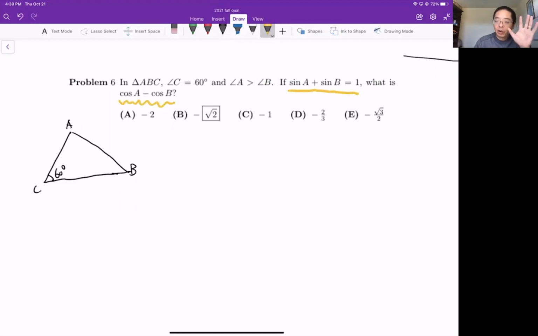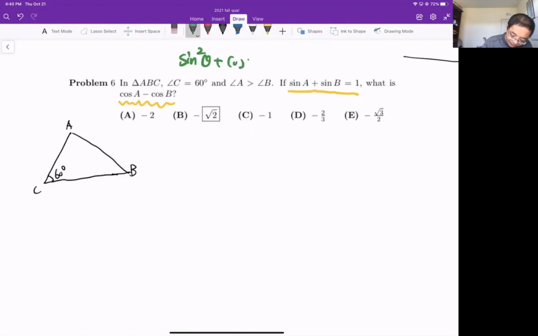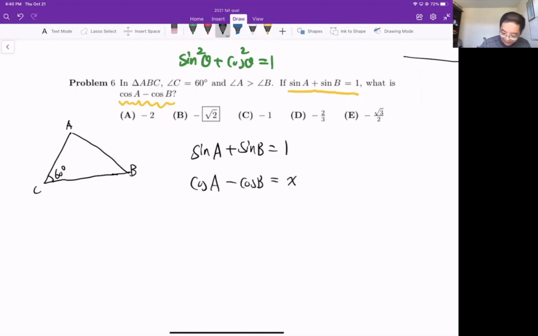The point is, if we know the information on sine, how can we transfer it to cosine? A common way, like what we saw in previous problems, is to use the basic identity: sine squared theta plus cosine squared theta equals 1. So we take the squares and sum them up, and we expect to get nice things. We have sine A plus sine B equals 1, and we are looking for cosine A minus cosine B. Let's call this X. We take the square of both identities and sum them up.